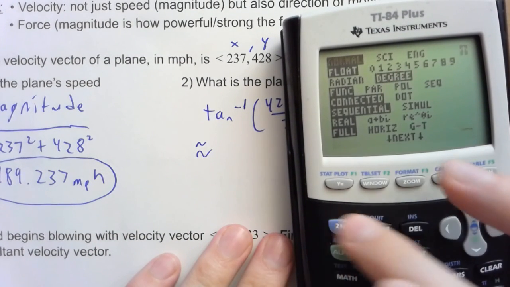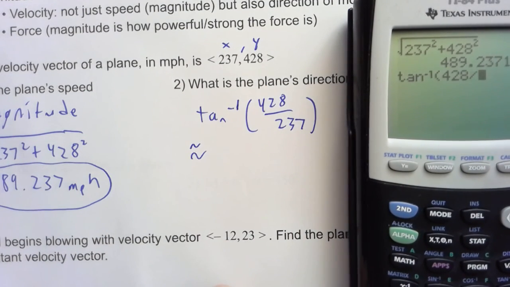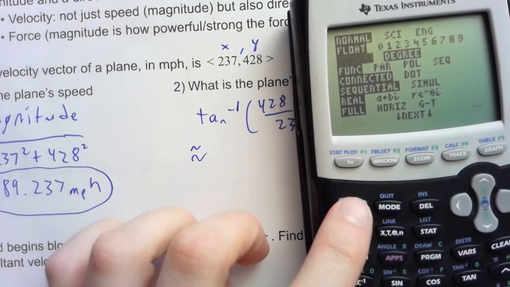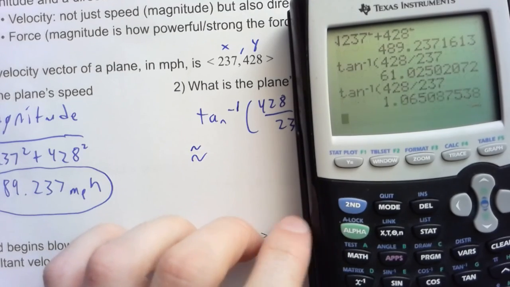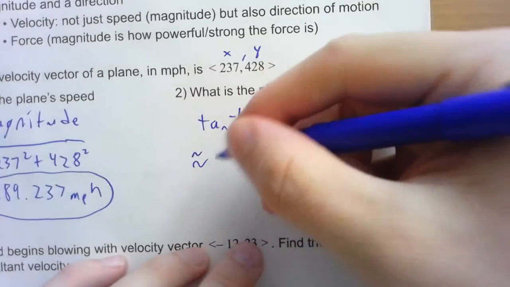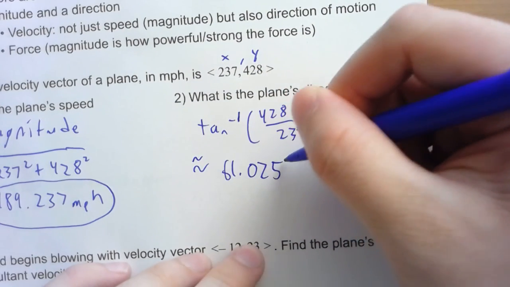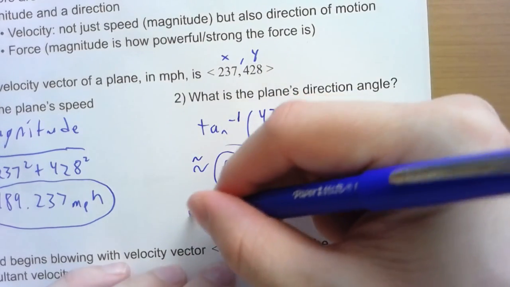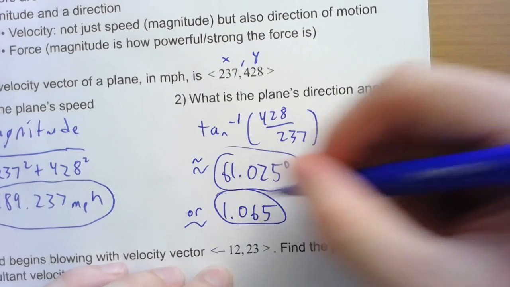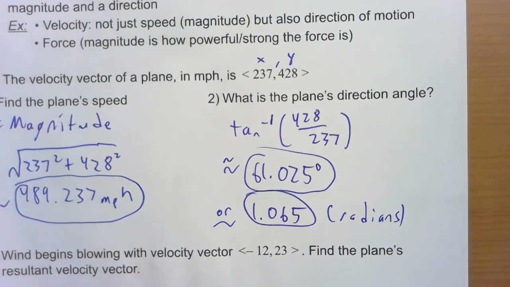So I'll have my calculator in degrees here. Inverse tangent of 428 over 237. If you wanted to do radians, you could. Nothing says which way you would have to do it, so either way would be okay. So we could either say 61.025 degrees, or if you want to do radians, you could. Again, with radians, you don't have to write any kind of unit. All right, so there's the angle.